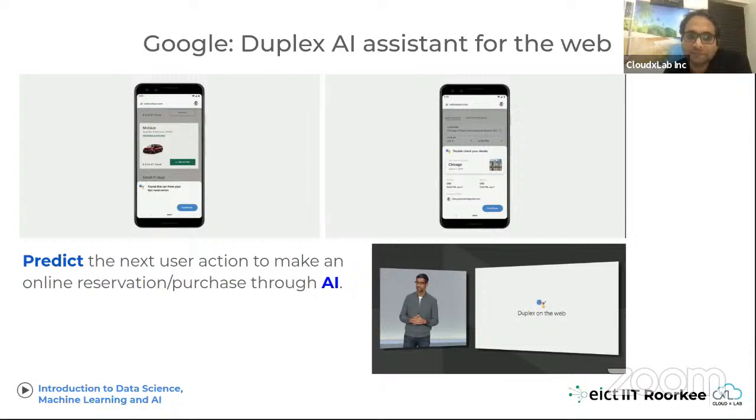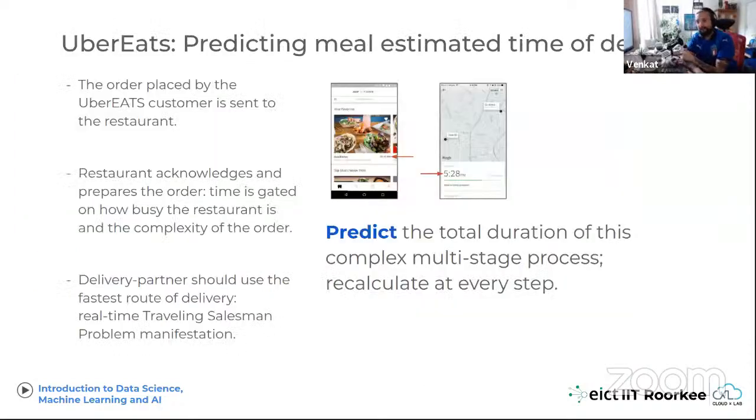So I think I will go to the next example. If you haven't used Uber Eats, you've probably used Swiggy or Zomato, or in Brazil, it's called iFood, a giant meal delivery application. Now, the fundamental problem, again, Sandeep's used the word predict, and I'm going to keep that nomenclature, is to predict the total duration of this complex multi-stage process and to recalculate at every step. Let me go into each of these stages in detail. So you as a customer place an order that gets sent to the restaurant.